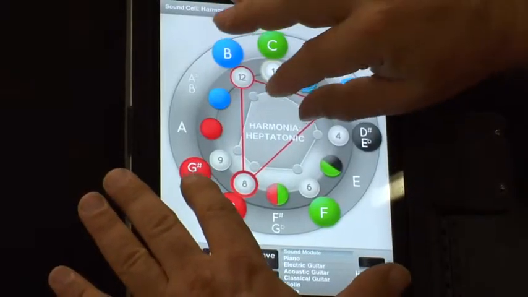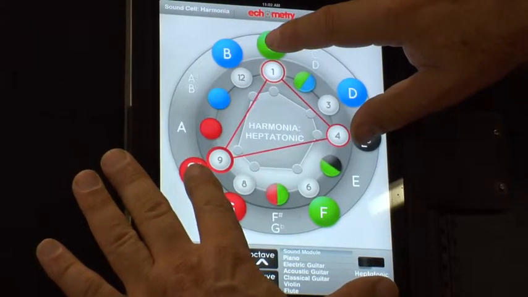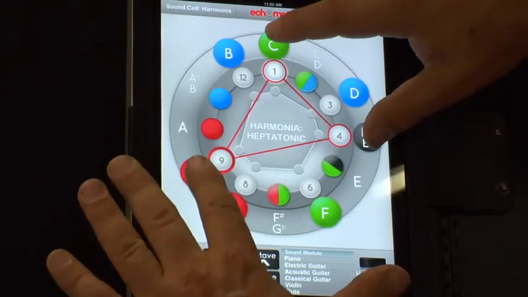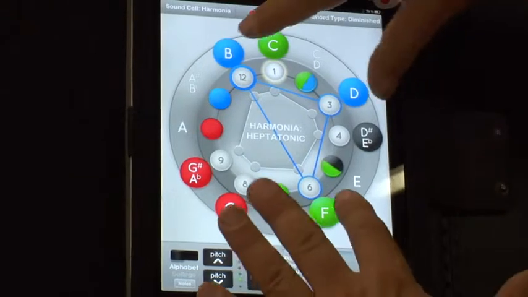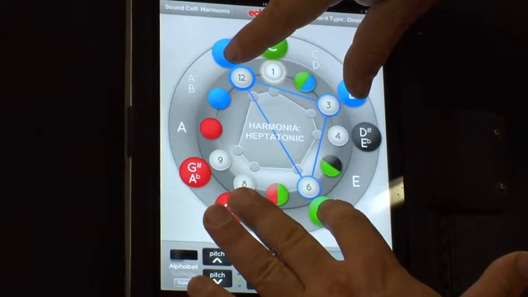Your major chord is here. And there's your diminished chord again. Echometry was born in Chicago on a snowy day, 37 years ago.